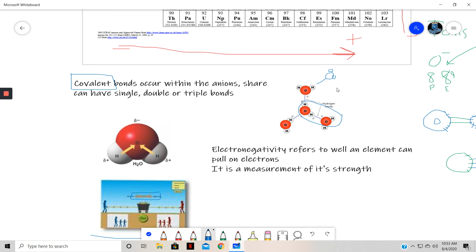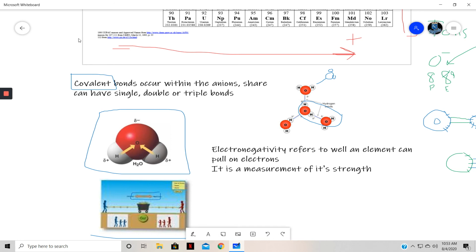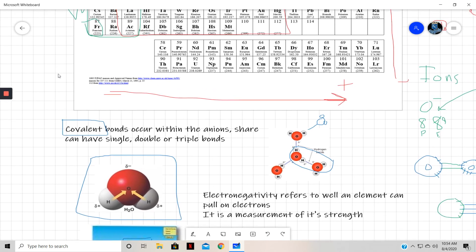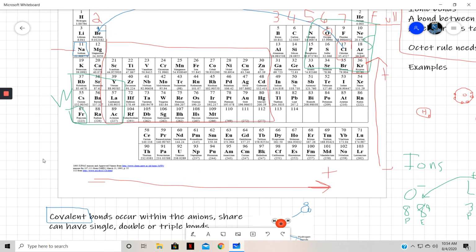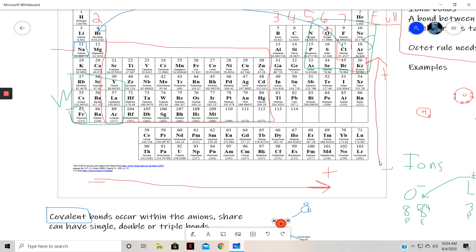So our last topic to talk about is the idea of polar. Now, we said covalent bonds are bonds where atoms share, but we also talked about electronegativity being a measure of how strongly an element can hold the electrons. So we're going to scroll back up here. I mentioned that the electronegativity increases as I go up and increases as I go over.